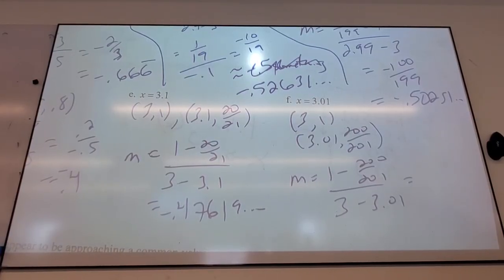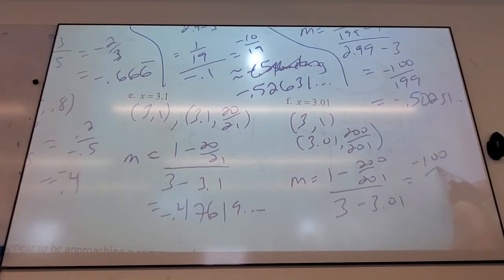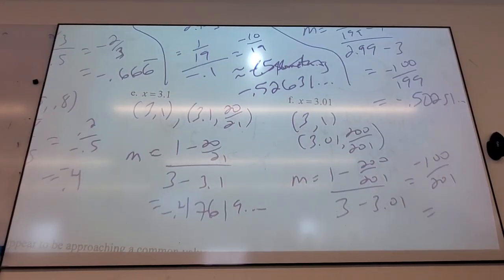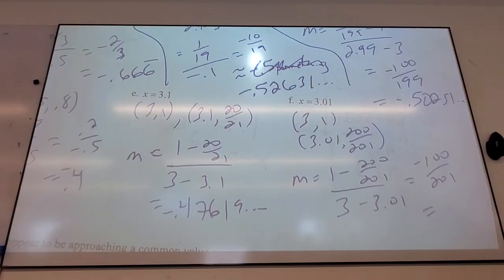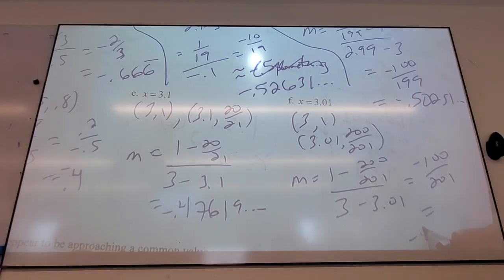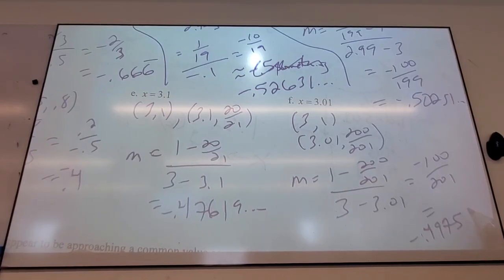Let's see, that'll be 1 over 201, negative 100. I think it's negative 100 over 201, which is almost 1/2. Negative 0.4975.